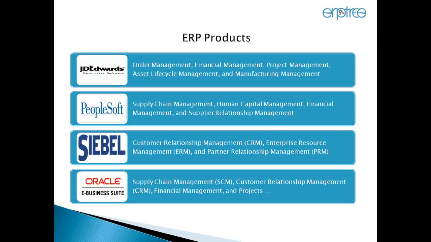And when you look at Oracle EBS, we have the primary solutions of supply chain management, customer relationship management, financial management, and projects. So each and every ERP product is offering different areas of the solution. I just mentioned a few ERP products and whatever solutions the vendor is offering from the respective ERP. If you just look at this slide, we can understand which ERP is offering which solutions.